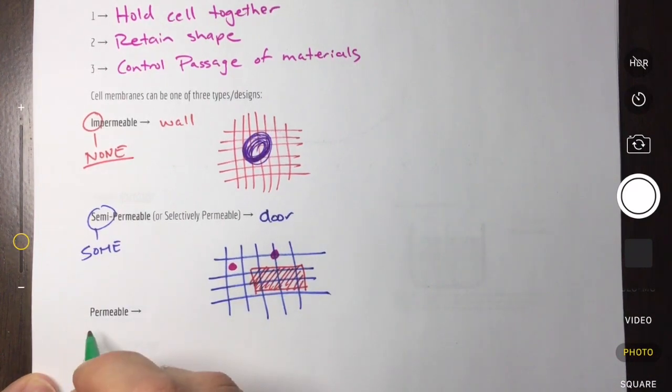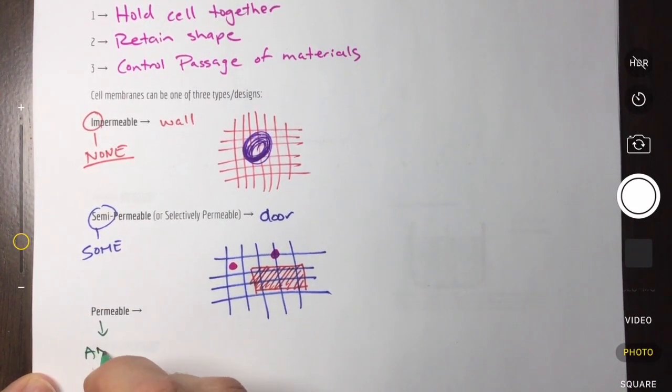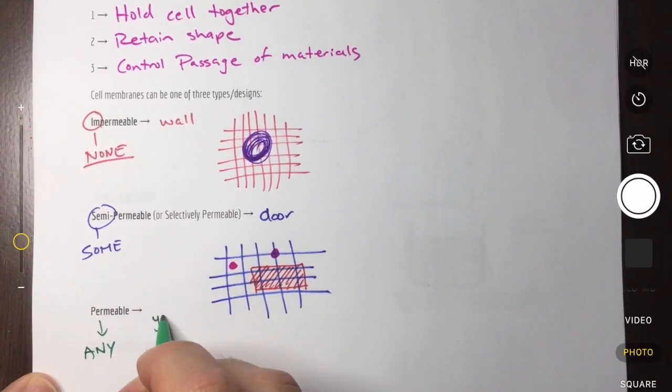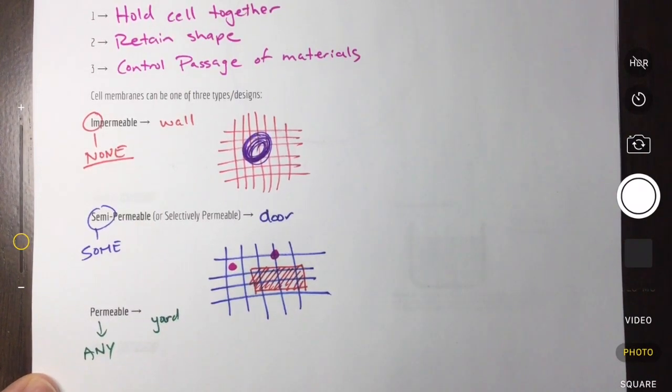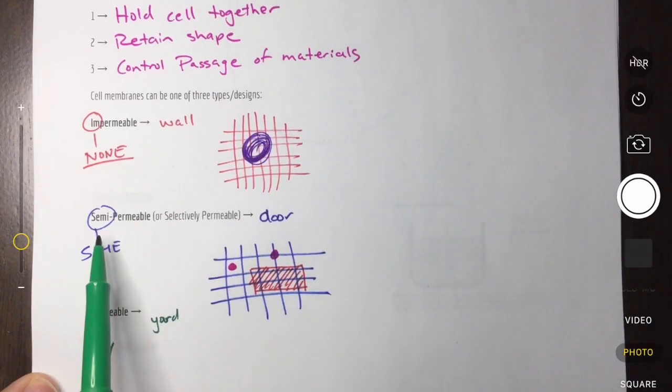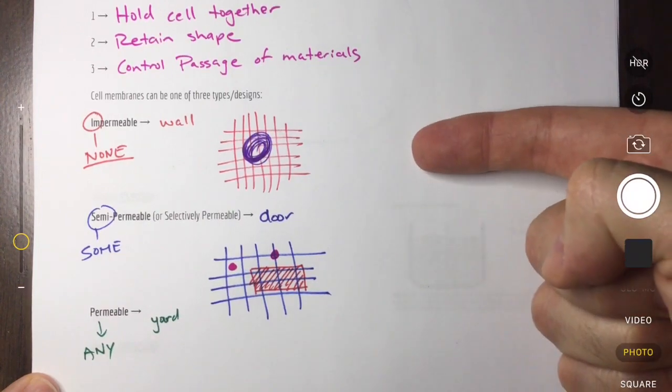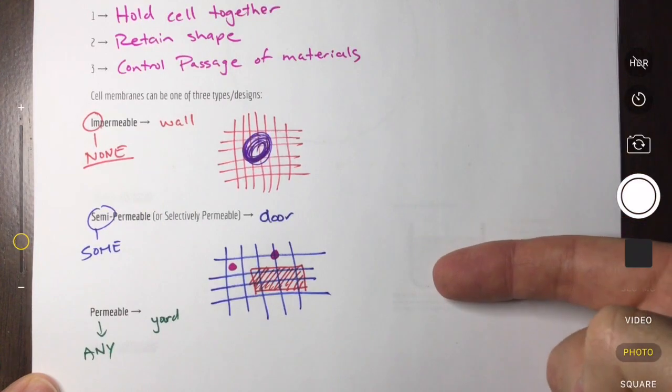Lastly, we have permeable, and this is basically telling us that anything can get through, and we can think of this as being, let's say, our outdoor yard. So if we go out to our schoolyard and we take a walk around, we can go anywhere we want, and it doesn't matter the shape or size of the object, it can go where it freely wants. So in actuality, there are not very many cell membranes that are completely permeable. What we're going to focus on are cell membranes that are semi-permeable. Take a second and try to think of a couple examples of something that is impermeable and something that is semi-permeable.